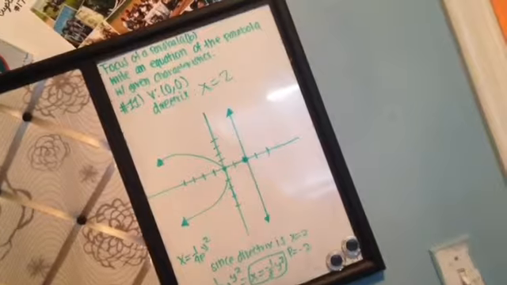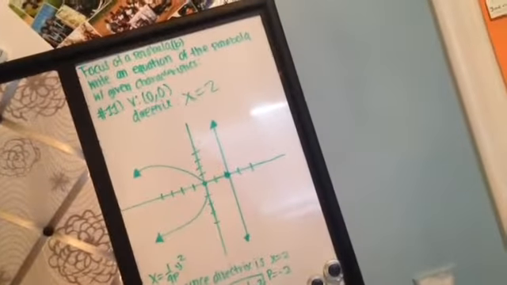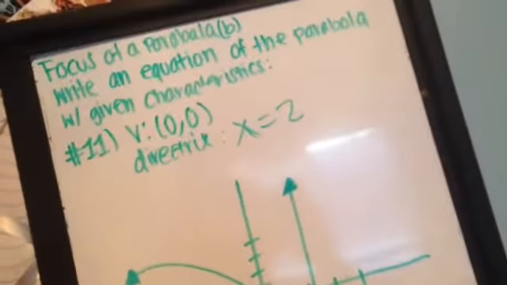Alright, so the next section I did was the focus of a parabola, and I did the second part, which is write an equation of the parabola with given characteristics. Since the vertex is at (0, 0), and the directrix is x equals 2, that's what the graph would look like. And since your parabola is going to the left, your directrix would be on the right side.